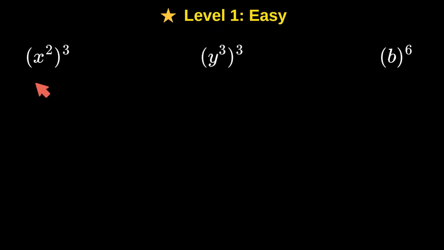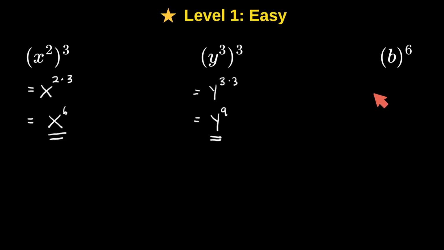Let's start easy. Let's look at the first example. We have x raised to the second power, all raised to the third power. So we will keep the base and we will multiply the exponents. So 2 times 3 will give me 6. This is my answer. Let's look at the second problem. We have y raised to the third power in parentheses, and it is raised to the third power, so we will multiply the exponents. That will be y raised to the 9th power.